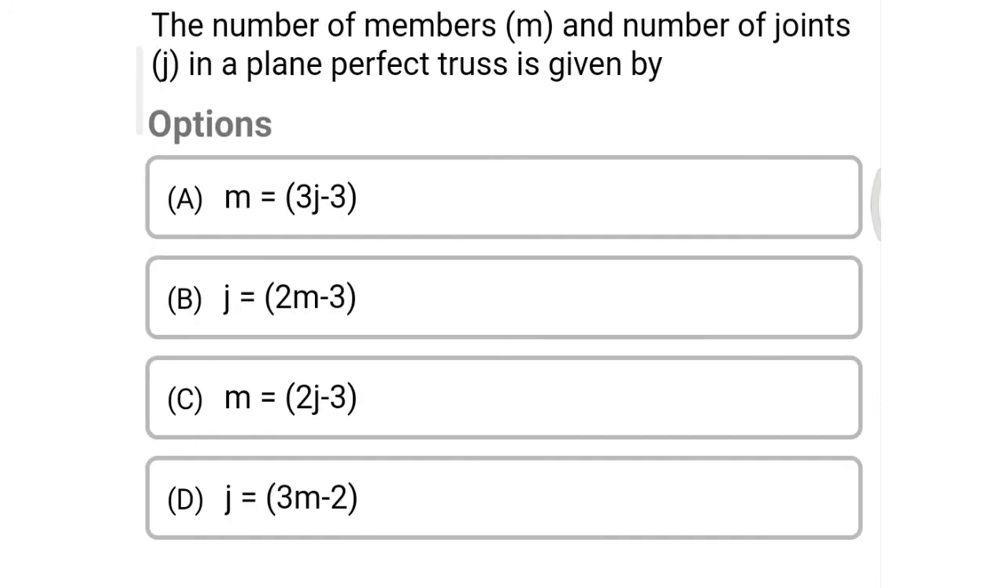So next question, the number of members m and the number of joints j in a plane perfect truss is given by option A m equal to 3j minus 3, option B j is equal to 2m minus 3, option C m equal to 2j minus 3, option D j is equal to 3m minus 2. So the correct answer is option C m equal to 2j minus 3.